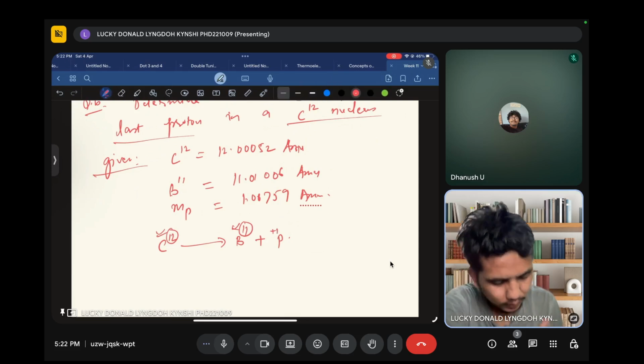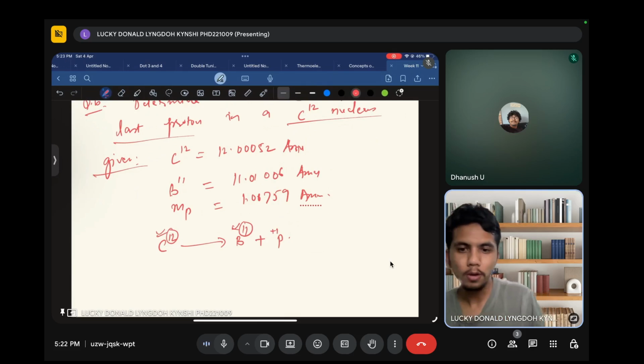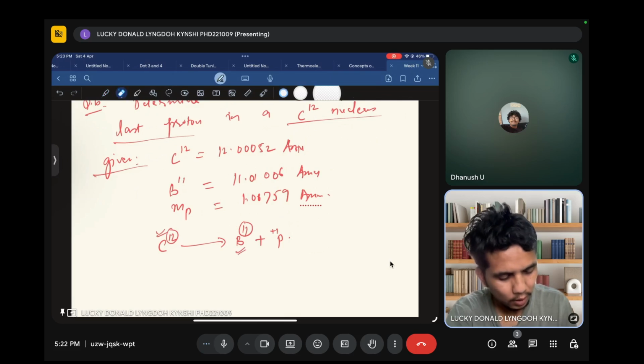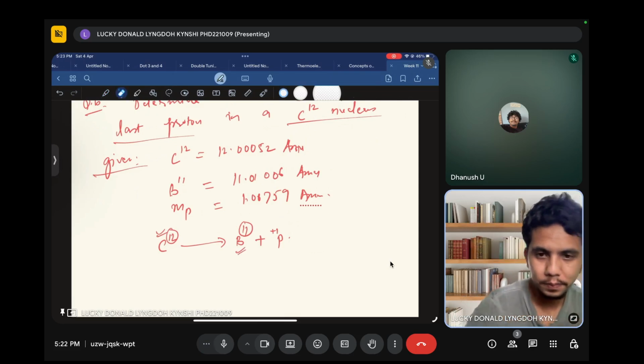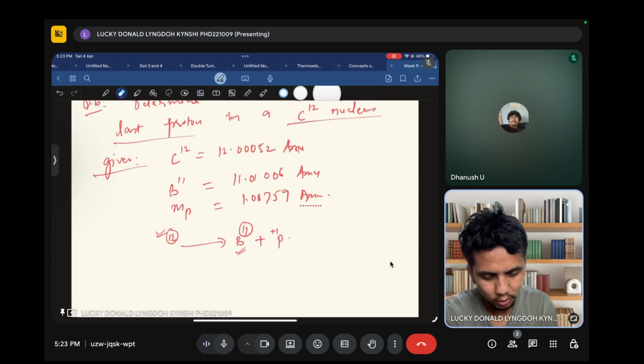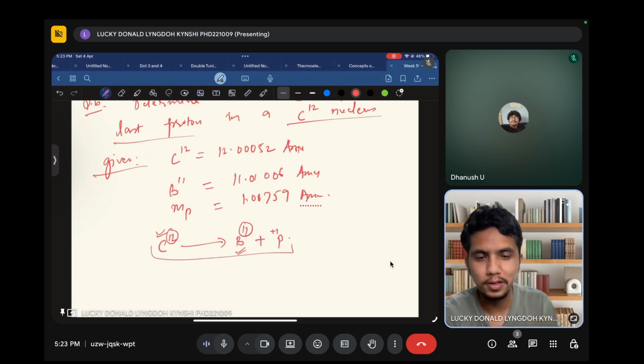Before you solve any problem, you have to write the reaction, and the reaction has to be conserved. Here you have mass number 12, so B has mass number 11 plus 1 proton, and you will have 12 mass number. So this is very, very important. Now you know what the reaction is, and you have to find out the binding energy. We do the same thing.